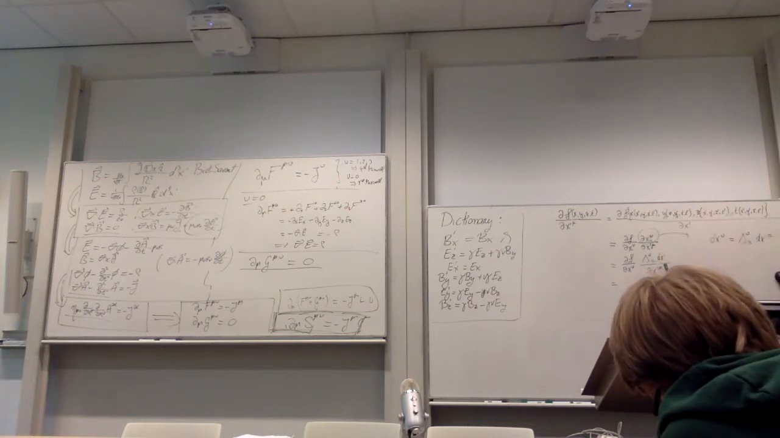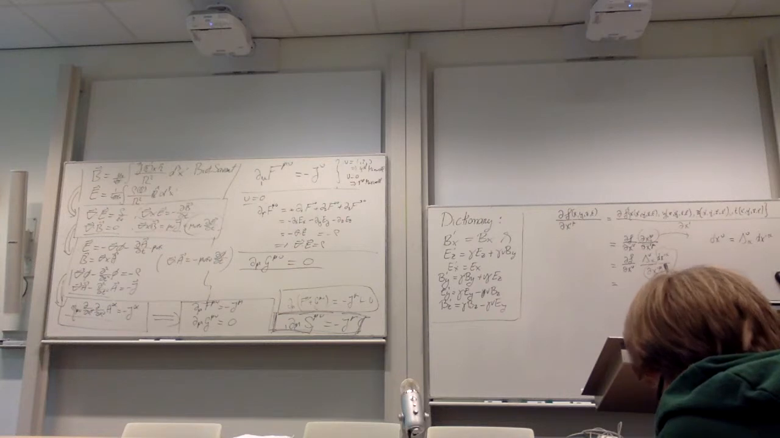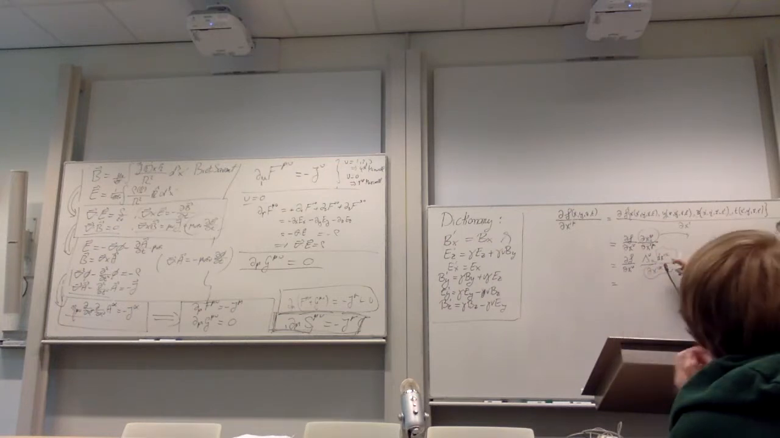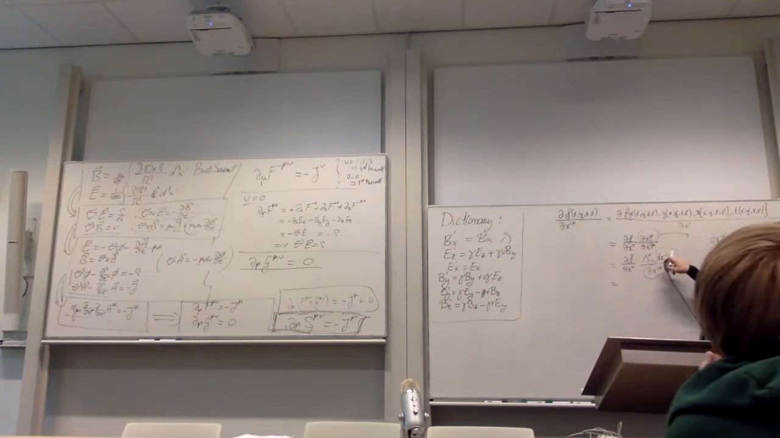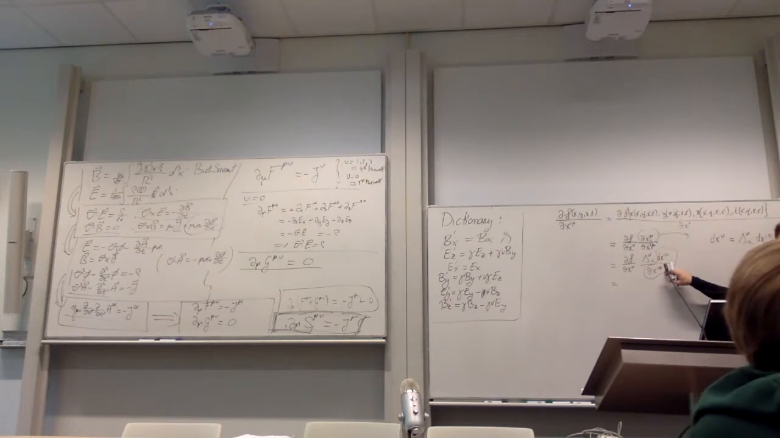Question? What is this? I have some coordinate. Let's say it is t, alpha is 0, and I take the derivative with respect to x. Mu is 1. What is the derivative of t with respect to x?